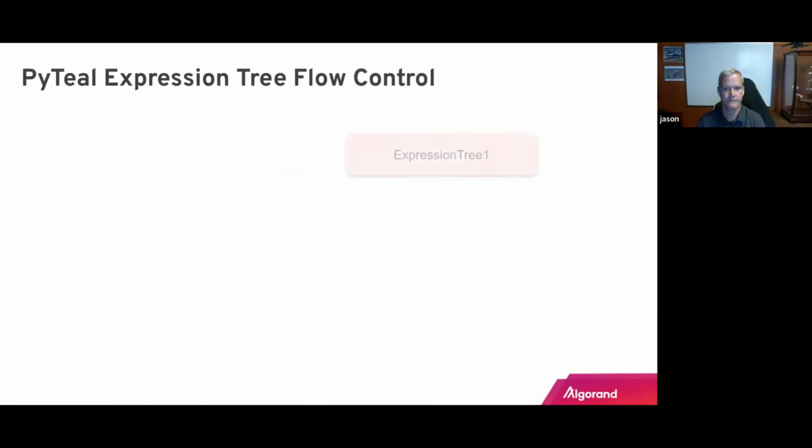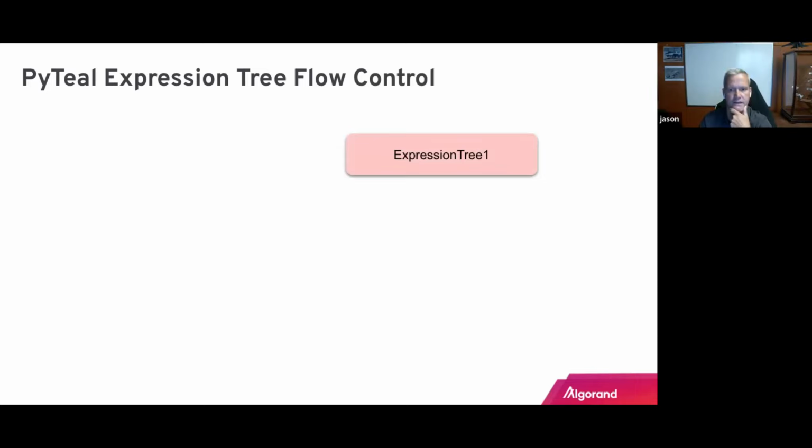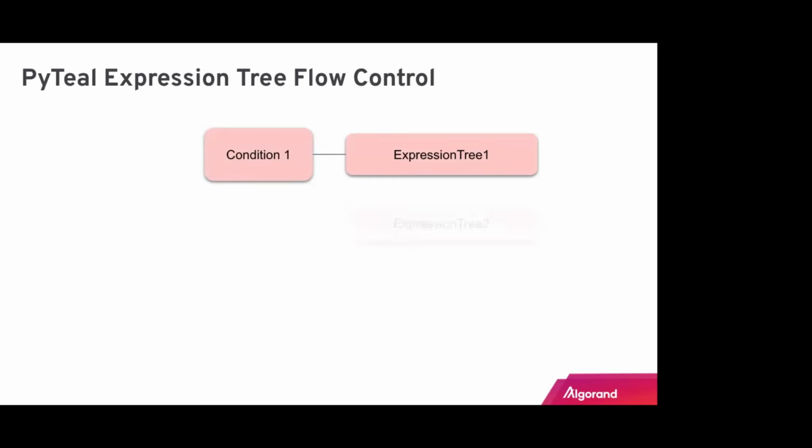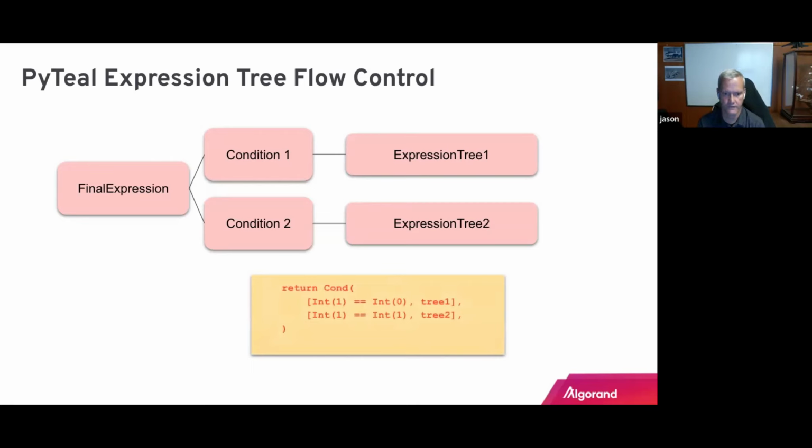For example, let's say I have this expression tree that I've built out as expression tree 1. And let's say that I want that to be the part of code that's executed on condition 1. I can also have expression tree 2 that I want to fire off on a different condition. So depending on some condition, I want one or the other to execute. This is flow control logic that you would do in PyTeal. Then this final expression would be a checking of those conditions and then returning the expression tree associated with that condition. The way you do this in PyTeal is using what we call a condition expression.